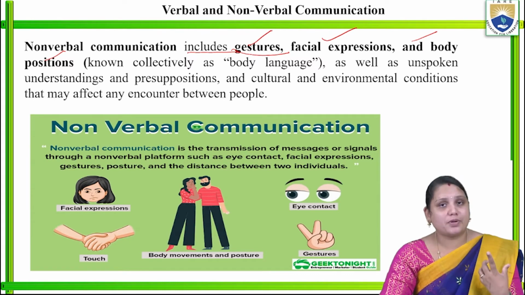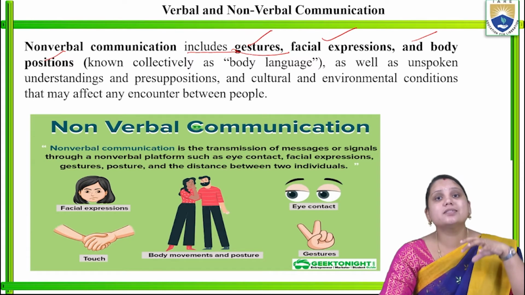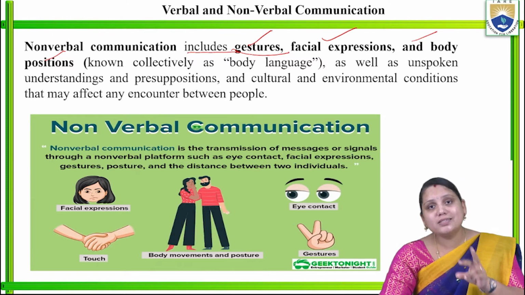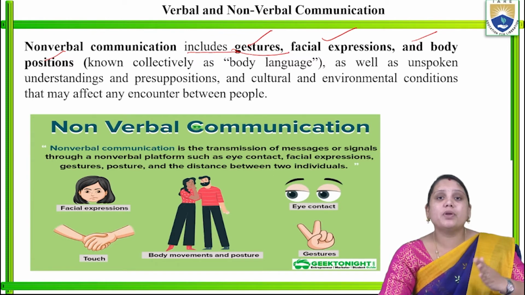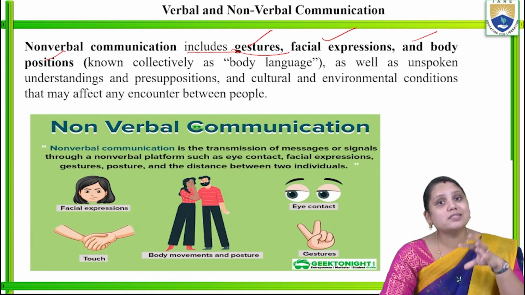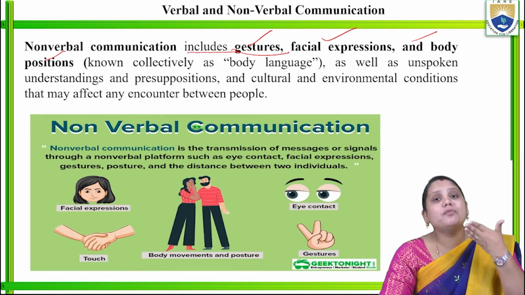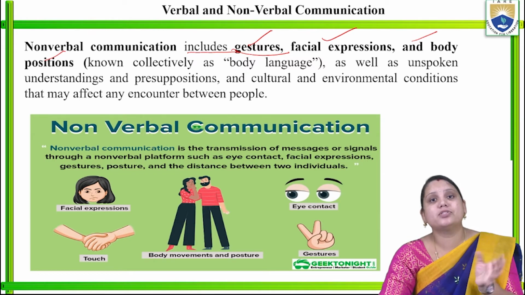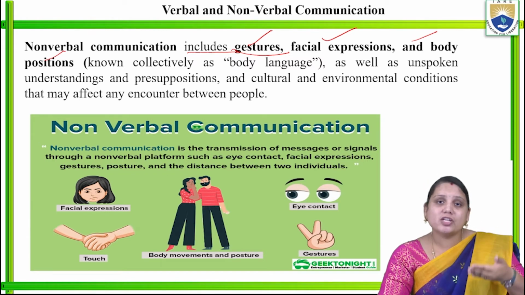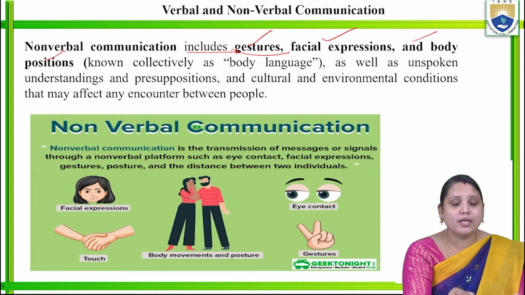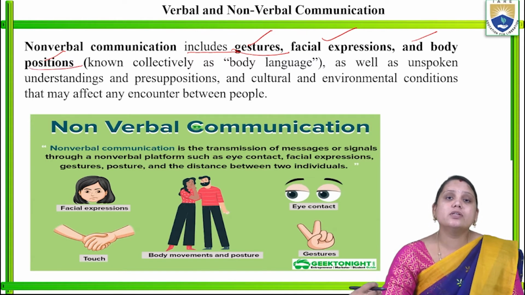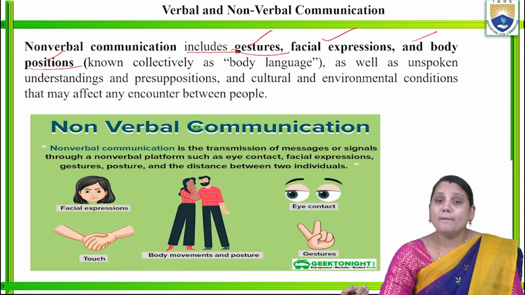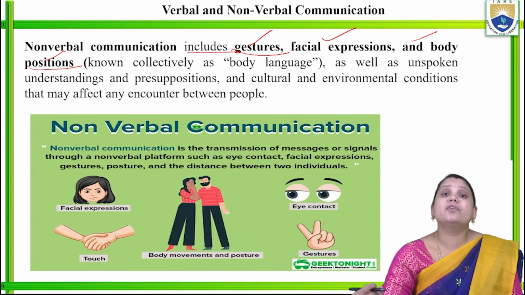Then facial expressions. What is your face conveying? Sometimes some people will talk, but their face will tell us something and their speech will tell us something else. It is not matching, isn't it? So, the facial expression. Then comes the body position. It shows the body position replicates your personality or your attitude towards that person. So be careful when you are making any kind of body posture in front of people.